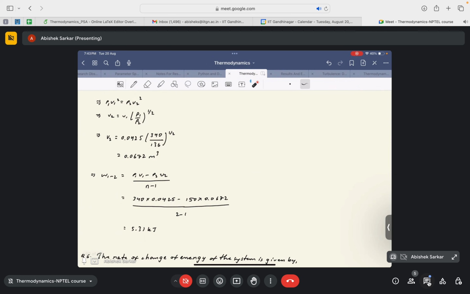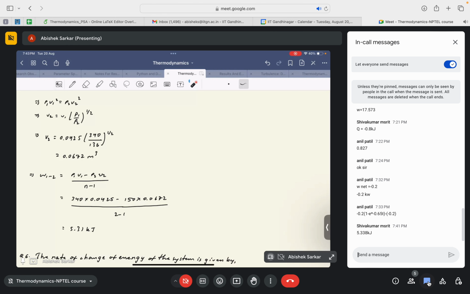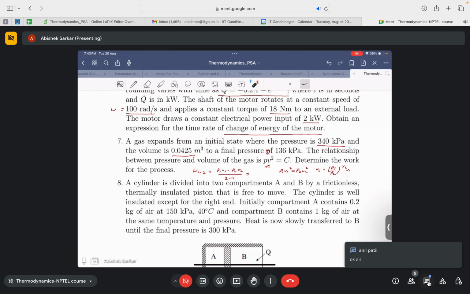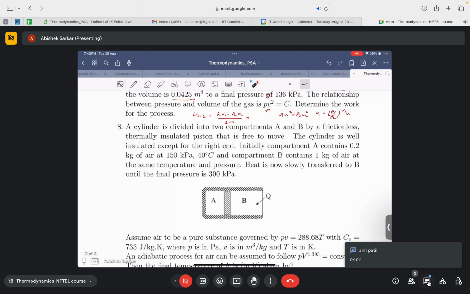So it's exactly correct, as Shivakumar already mentioned. So it's fine. Let us go to the next question. I guess this question will be a bit more tricky and interesting as well. So, okay, thank you. This question is somewhat interesting. So let us go to the question.